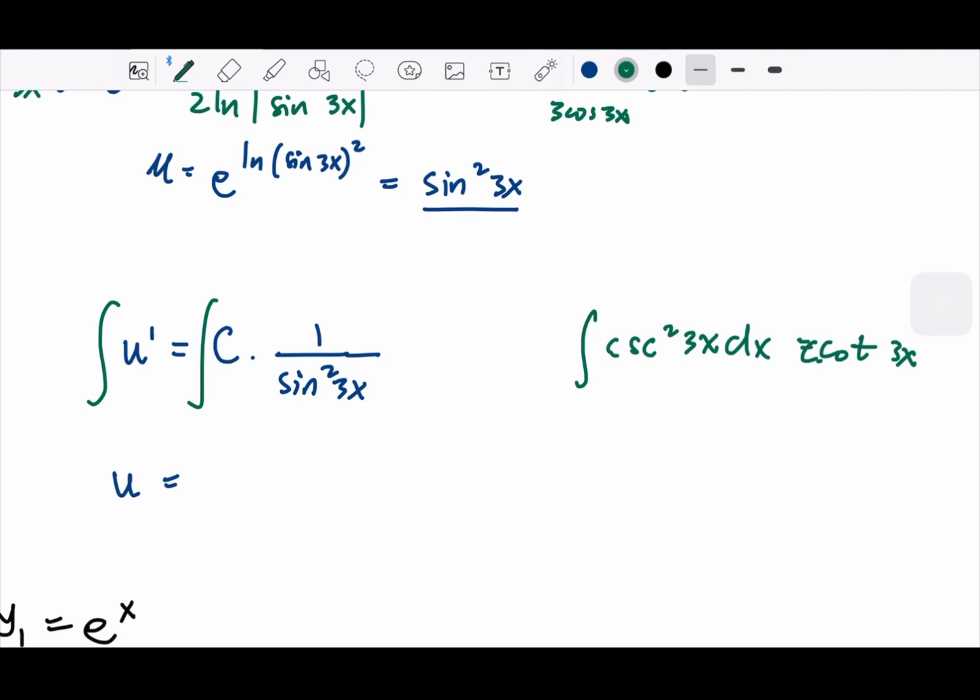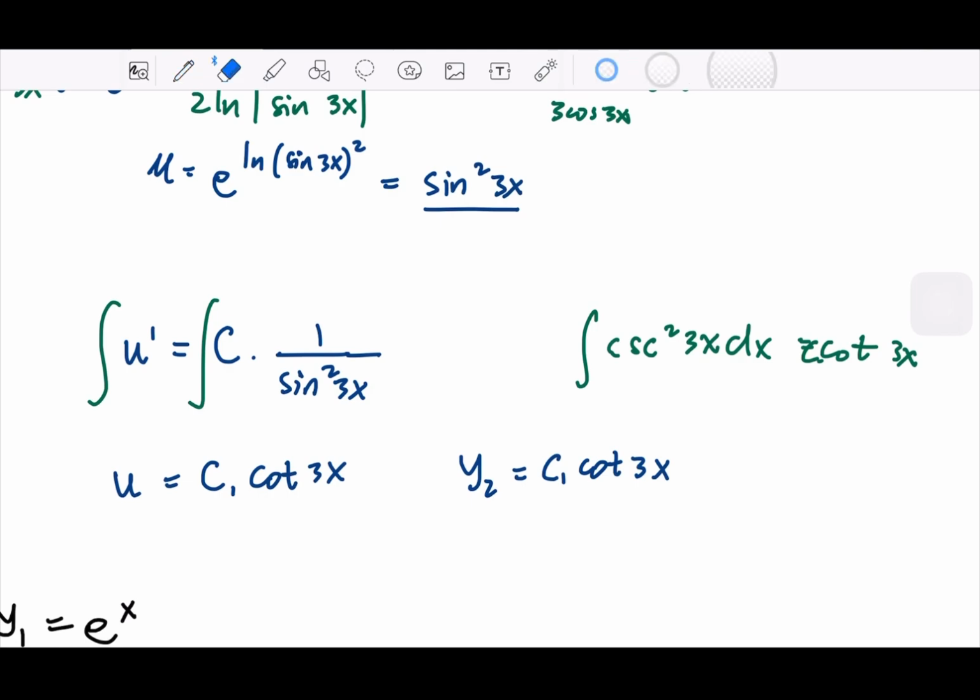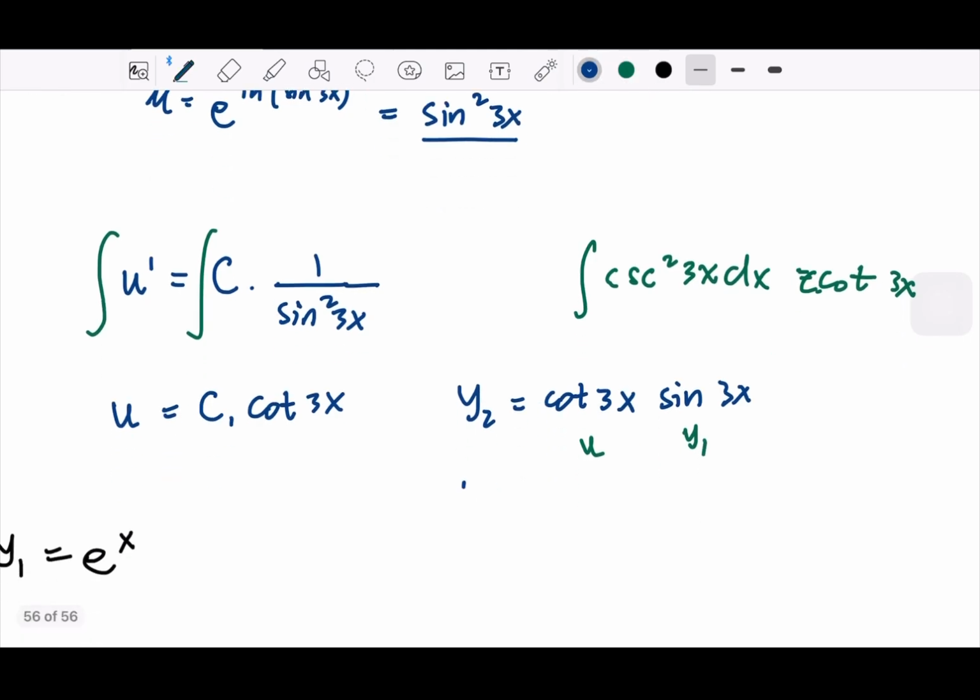Multiply with a constant. Let me write here, this will be another constant, C1, and then cotangent 3x. So y2 is C1 cotangent 3x times sine 3x. Or because C can be any constant, let me just write u as cotangent 3x, multiplied with sine 3x. So this is u, this is y1. So our y2 is cosine 3x.